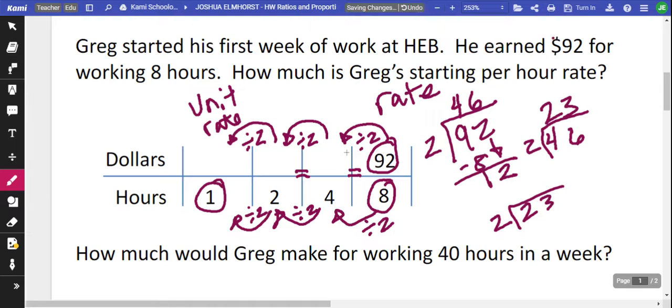Okay, just doing equivalent rates, just by doing halves, dividing by 2, half of 92 is going to be 46. 46 divided by 2 is going to be 23. And then 23 divided by 2, 11 and a half. Okay, so this is going to be our unit rate. Every hour, Greg's going to work, he's going to make $11.50.